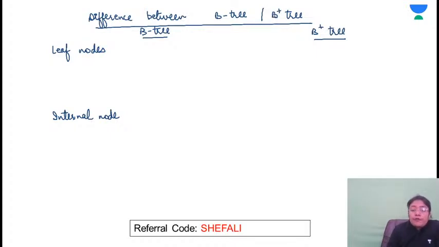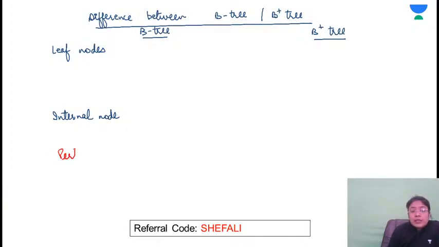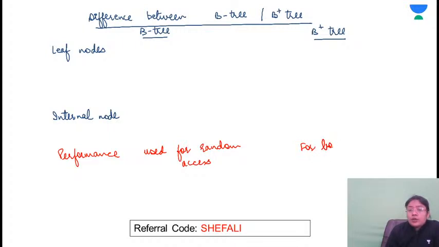Okay, so first of all, if I talk about the performance, B tree is used for random access only, but B plus tree is used for both random and sequential access.